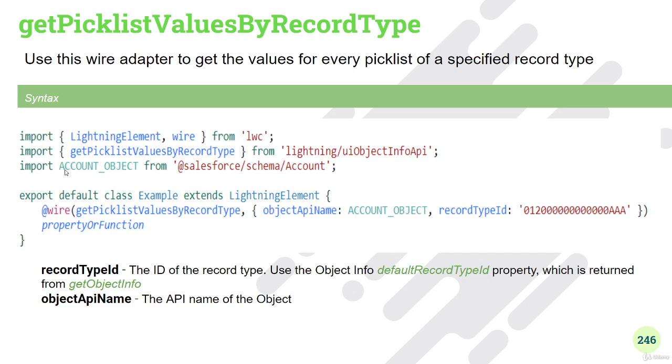So here we are using the account object and passing it to an adapter configuration, that is objectApiName. Earlier with the getPicklistValues wire adapter we were using the field API name for the field whose picklist we wanted, but here we are passing the object, so it will give us all the picklists that are available in this particular object. Let's go and build a demo for this.